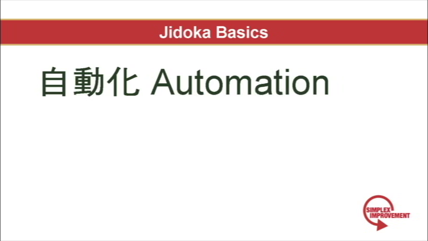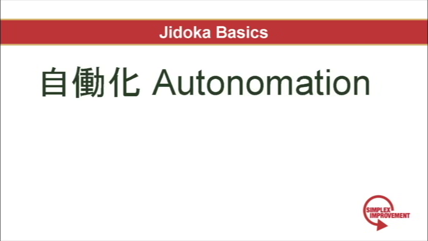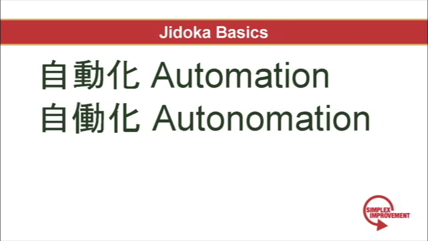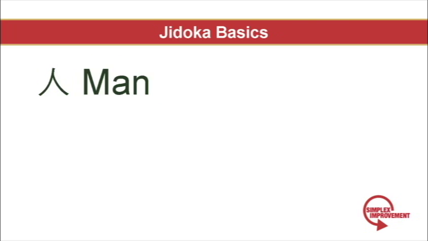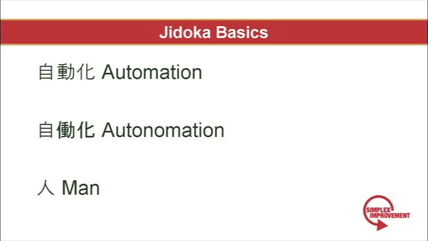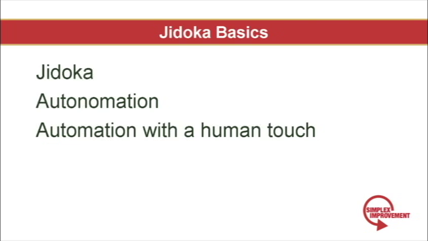The word you see here is the kanji, or the Chinese characters for the word automation. This is the kanji for Autonomation. Do you spot the difference? The difference between these two words is the man, or the human character. When you insert the man radical into automation, it becomes what Toyota calls Autonomation or Jidoka. So that's why Jidoka or Autonomation is often called automation with a human touch.